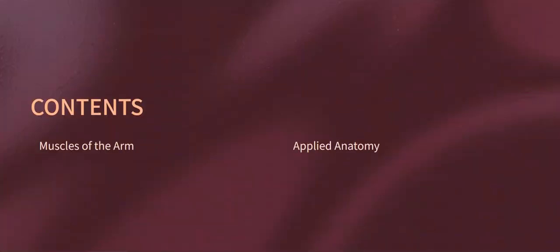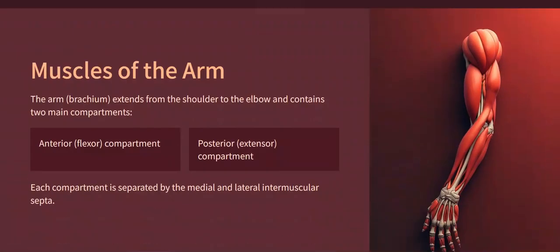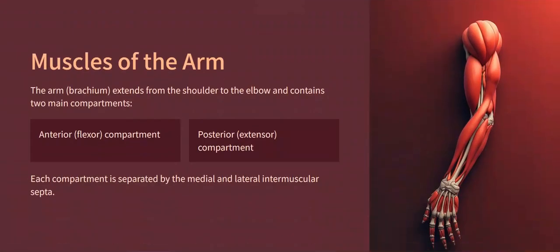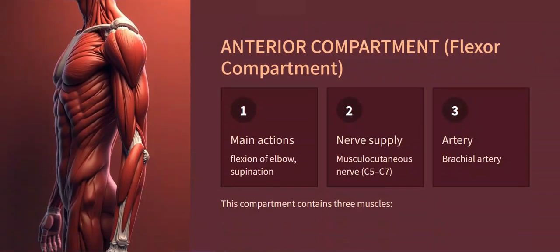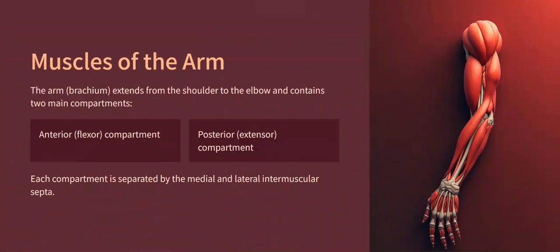The arm, also known as the brachium, extends from the shoulder to the elbow. It is divided into two compartments: anterior compartment, flexor; posterior compartment, extensor. These compartments are separated by medial and lateral intermuscular septa.